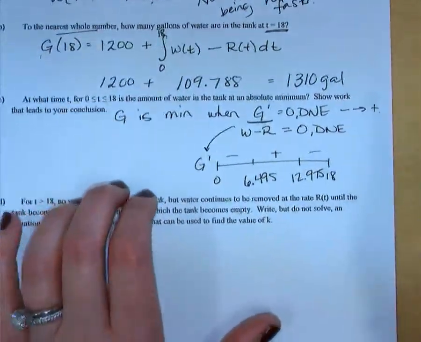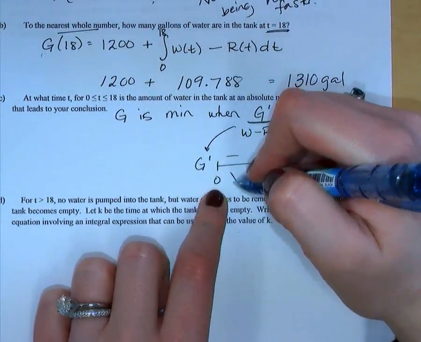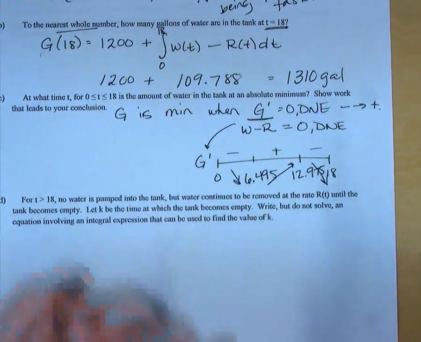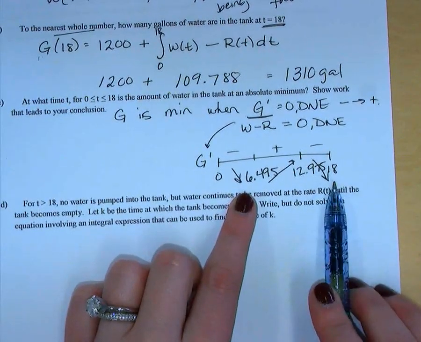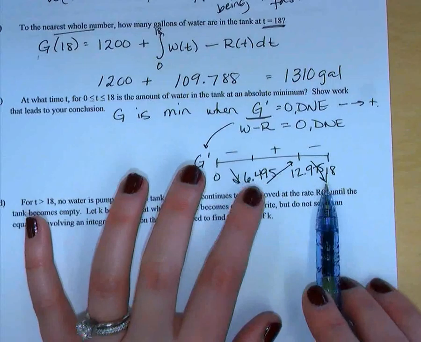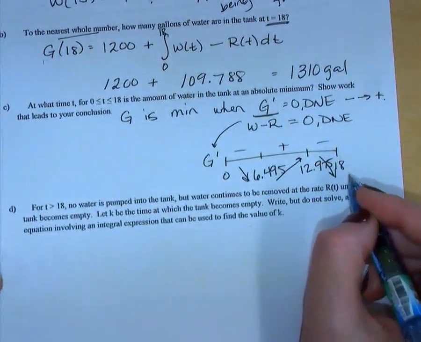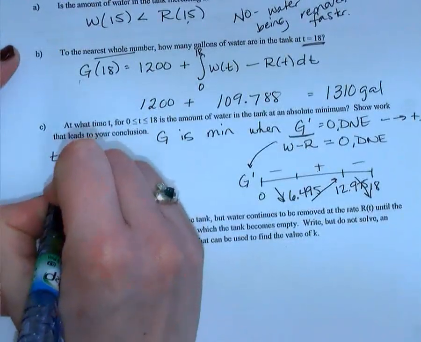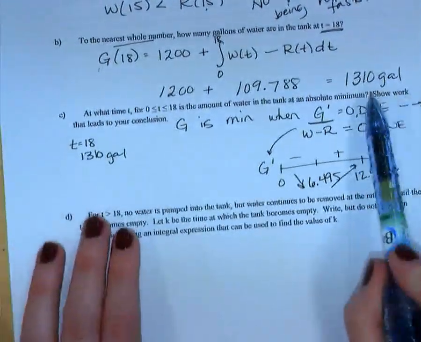Now this is where you have to be careful. My graph, therefore, the amount of water is decreasing, increasing, decreasing. I could have an absolute min at 6.495 or at 18. So what I need to do is compare how much water is actually in the tank during each of those times to see which one is actually the absolute minimum. Now luckily I know after 18 hours there's 1,310 gallons of water in the tank because that's what I did in Part B.